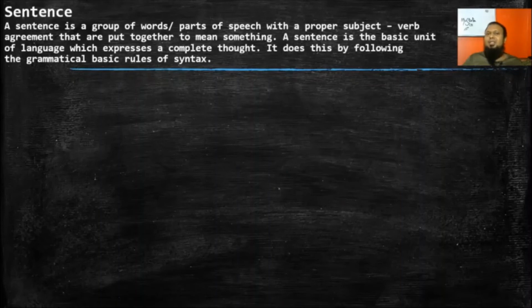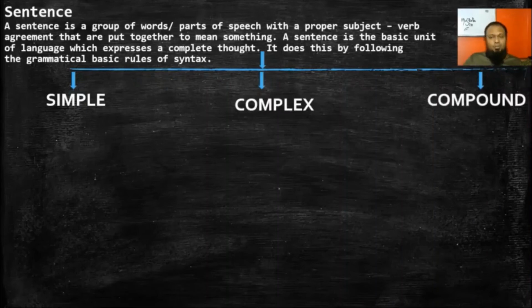It will express a complete thought. You shouldn't have a desire. That is a subordinate clause, part of a sentence, not a full sentence. It does this by following the basic grammatical rules of syntax. You can say the alphabet of grammar is syntax. So a sentence, there are many kinds of sentence, but I'm actually talking about sentences based on construction. According to the construction base, there are three kinds of sentence: simple, complex, and compound.